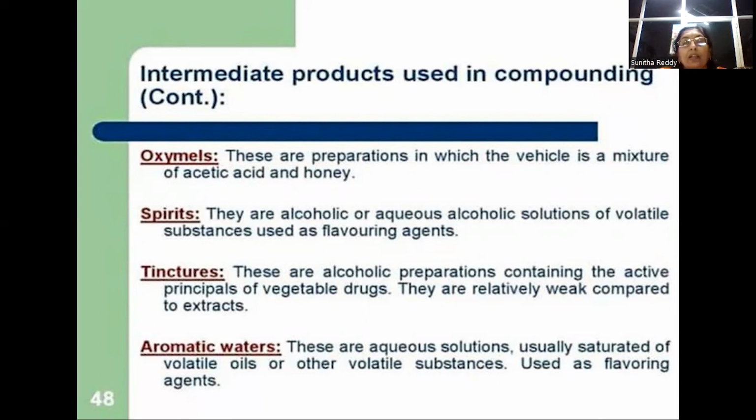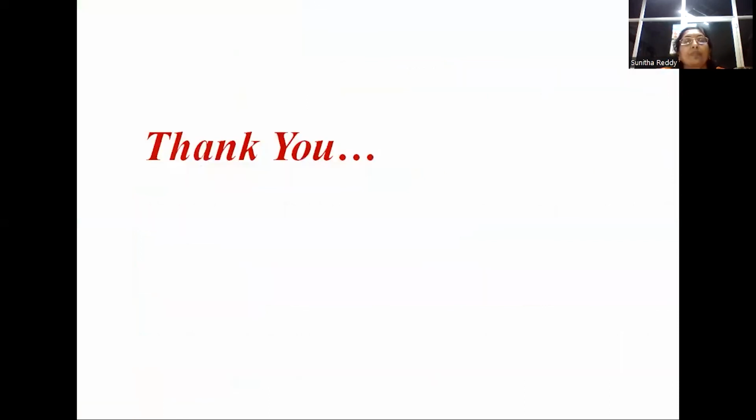And spirits. They are alcoholic or aqueous alcoholic solutions of volatile substances used as a flavoring agent. Tinctures are alcoholic preparations containing active principles of vegetable origin. They are relatively weak compared to extracts. Aromatic waters are aqueous solutions, usually saturated, of volatile oil or other volatile substances used as a flavoring agent.